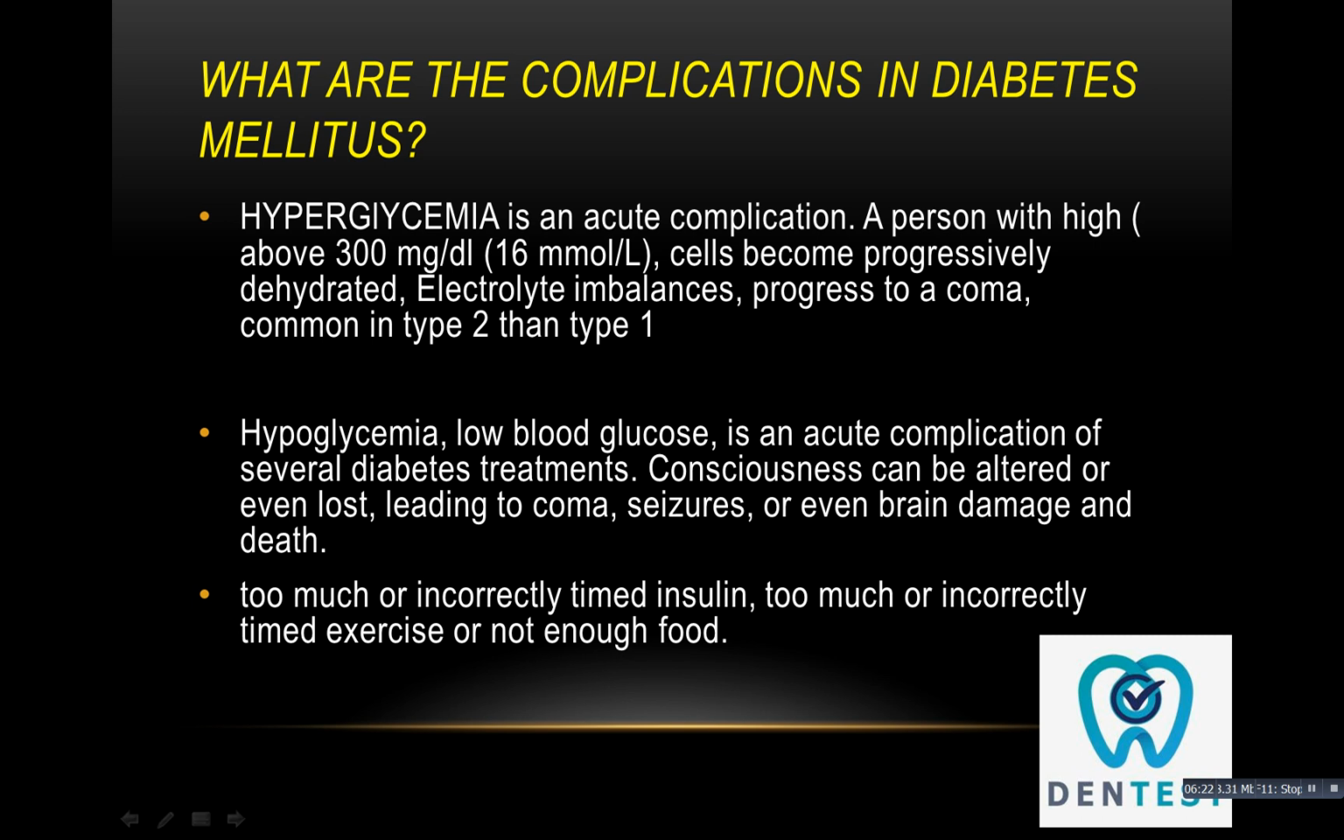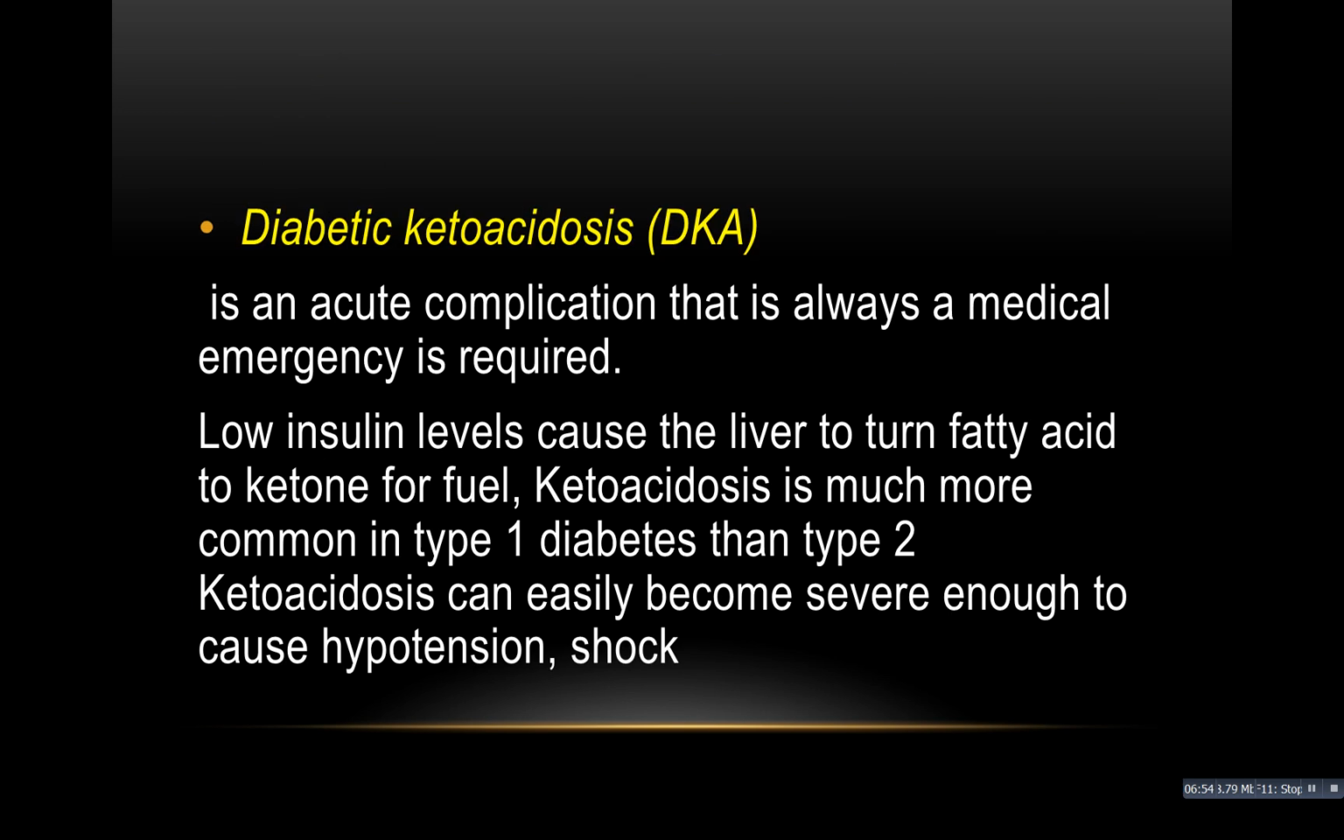The other type of complication of diabetic patients is diabetic ketoacidosis. This is also an acute condition, and it needs medical intervention and is considered an emergency case. Low insulin levels lead the liver to turn fatty acids into ketones as fuel, because there is decreased insulin secretion, so the liver takes over and changes the fatty acids into ketones as a fuel. The result is ketoacidosis. It is more common in type 1 than in type 2. Ketoacidosis can also lead to hypotension and shock.